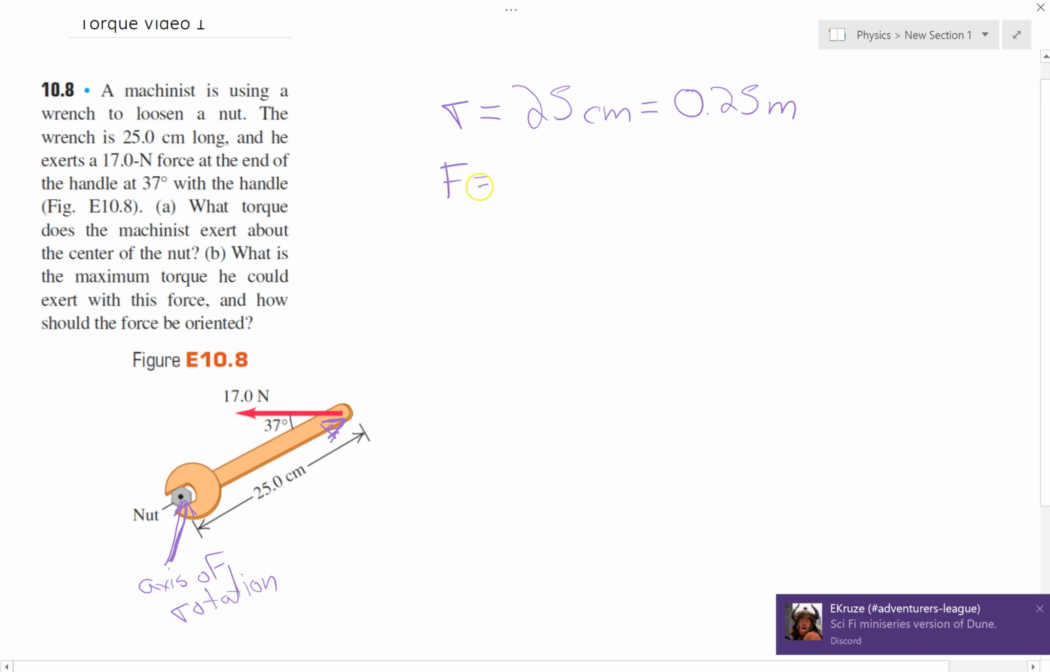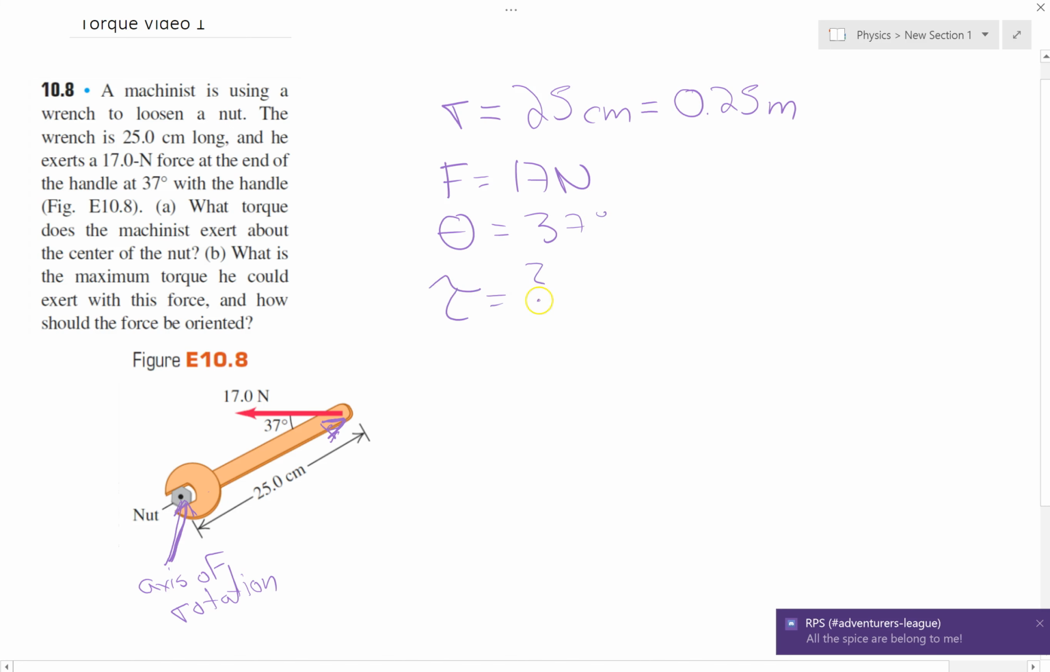The force is 17 newtons, and the angle between my lever arm and my applied force, if you could have seen the picture or the vector that I was drawing, I'll draw it again really quickly and hope it doesn't disappear too fast. The angle between that purple line that I'm drawing and the force vector is 37 degrees. So what they want us to find is tau, the torque.